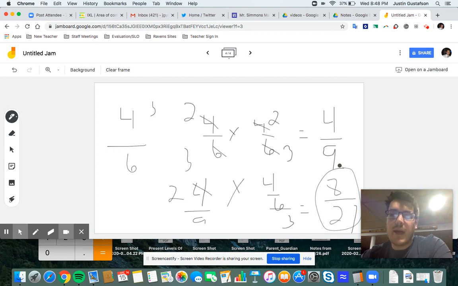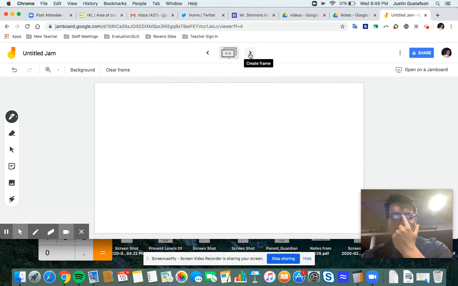Now, I'm just showing you a little bit more complex ones. We're going to go into that one a little bit next week. But I'm just showing you this to show you the process of these fractions.